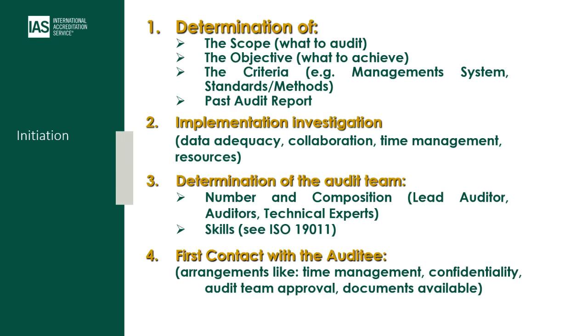Okay, determination of, so before you start the internal audit, you need to ensure that you understand what you're going to audit. So you need to know the scope, what to achieve, what is the criteria, and you need to have, most importantly, the past audit report. You need to make sure that there was closure. Okay, you've got to close the loop from the past to start a new one.